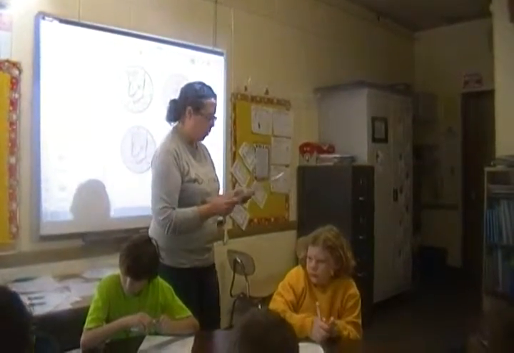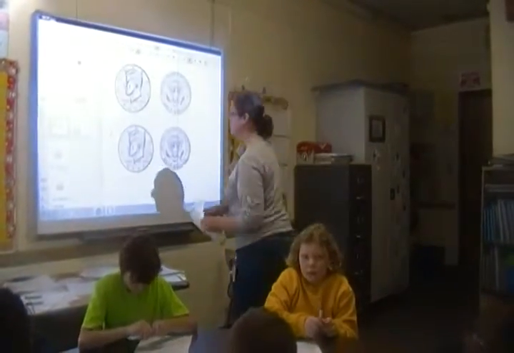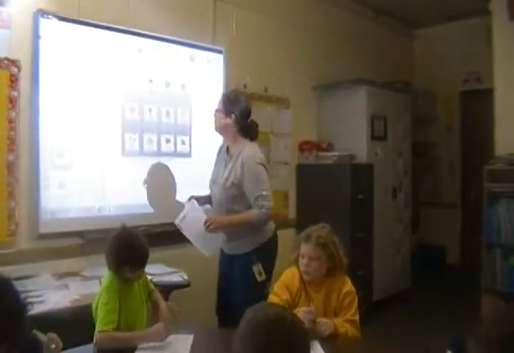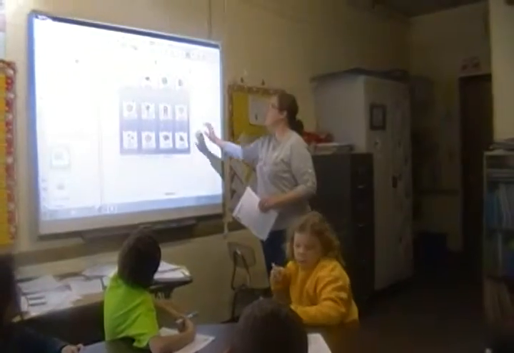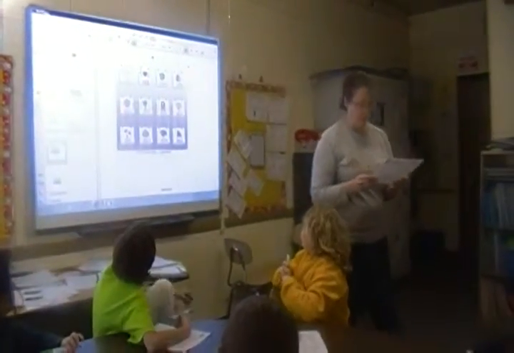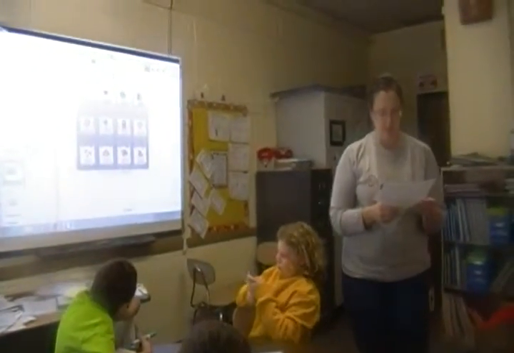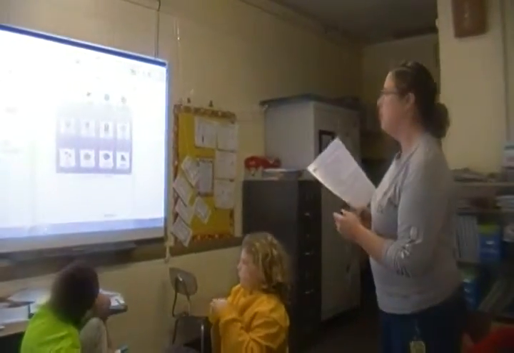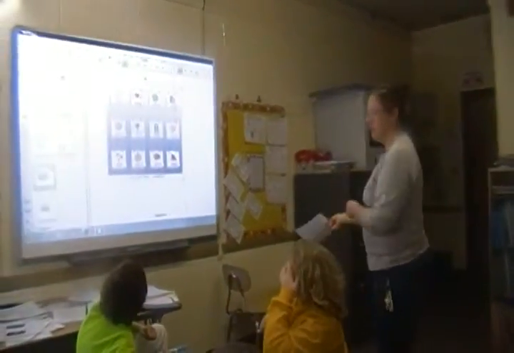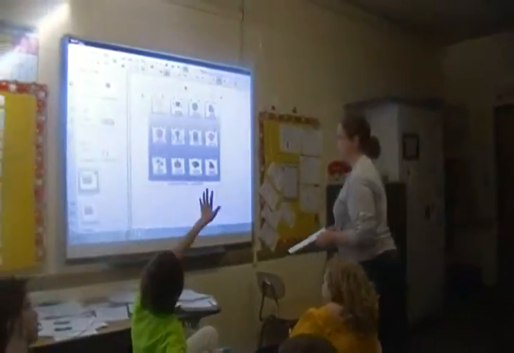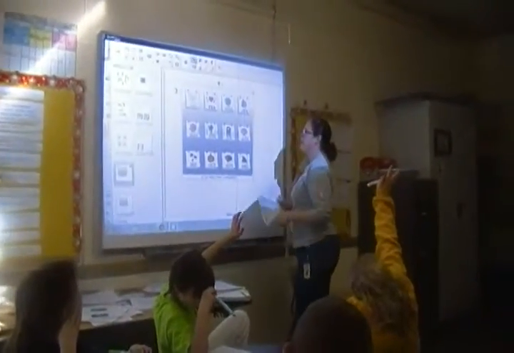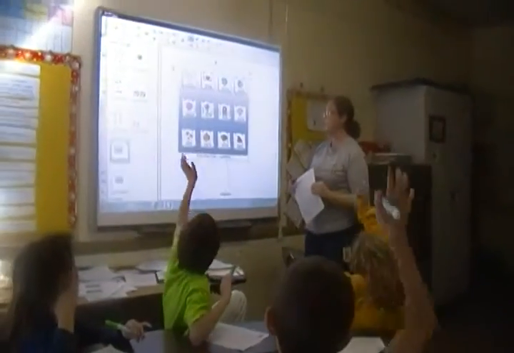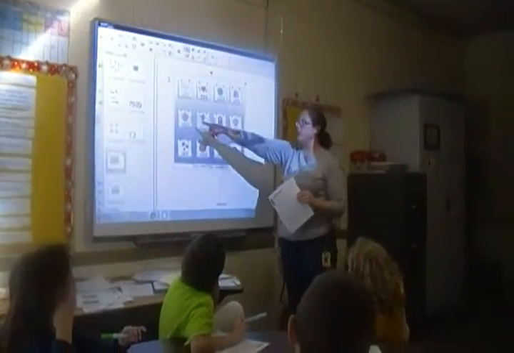For number 3, what is the probability? So here's our calendar. What is the probability that Lenny's birthday is in a month starting with the letter M? So how many months do we have that start with M, Kat? 2. Okay, we have 2.